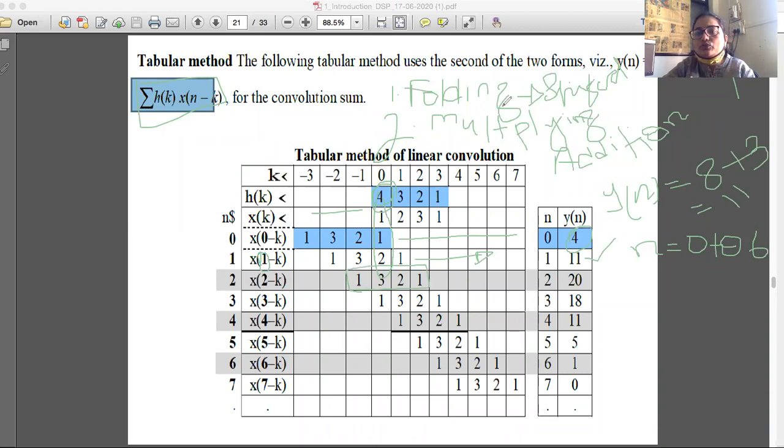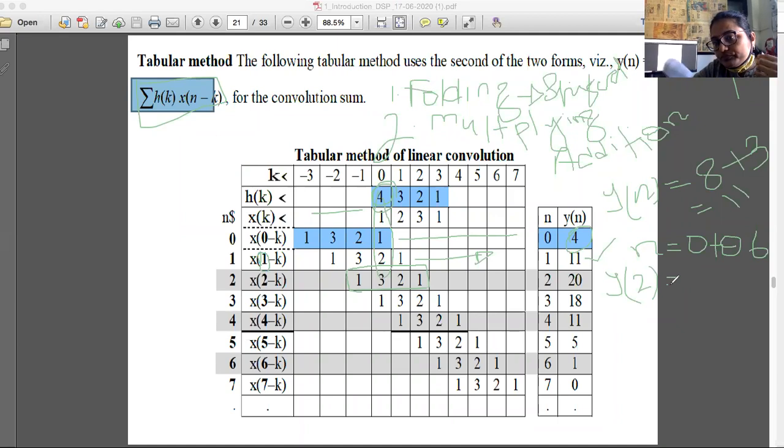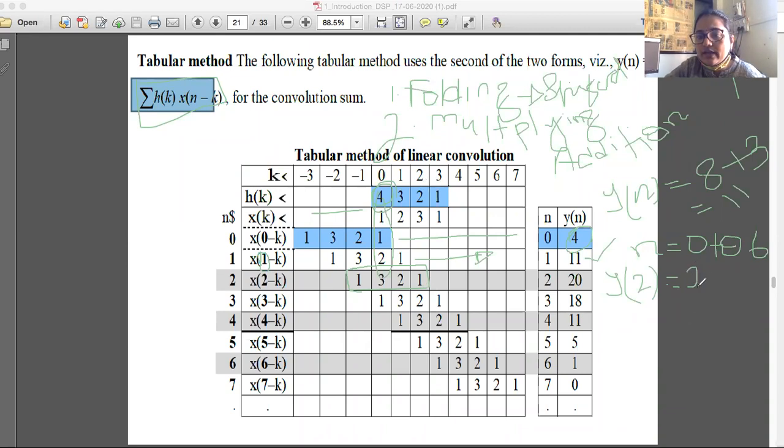Now my third step is multiplication. So what we are going to do now, in order to find the output y of n, is perform multiplication and then addition. So this is y of n where the value of n is 2. So I can write here y of 2, which is equal to, now what will be the value? This 1 gets multiplied by 2, so this first value is 2.